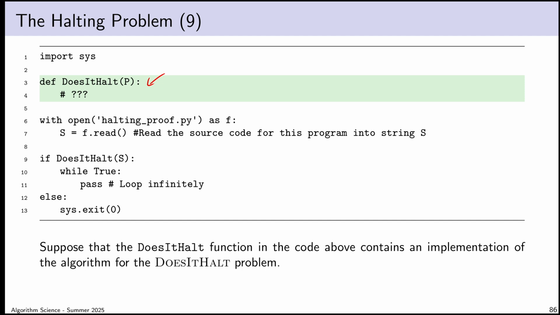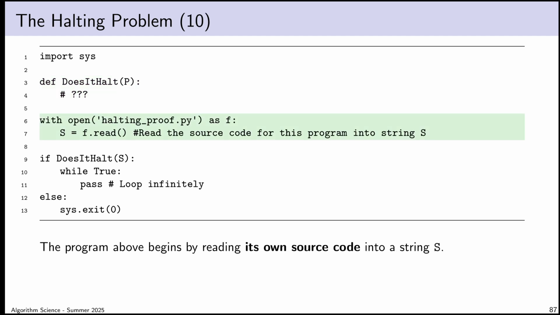Okay, what else does this weird-looking program do? It's a very strange program. So I have this function that solves the does-it-halt problem. I give it a string of text containing some Python source code, and it answers yes or no: does the program ever terminate? Okay, what do I do next? So I've defined the function, and in the main body of my program, the first thing I'm going to do is open up the source file for this program. So this whole thing is in a file called haltingproof.py. So the first thing the program does is it reads its own source code into a string, and we'll call that string S.